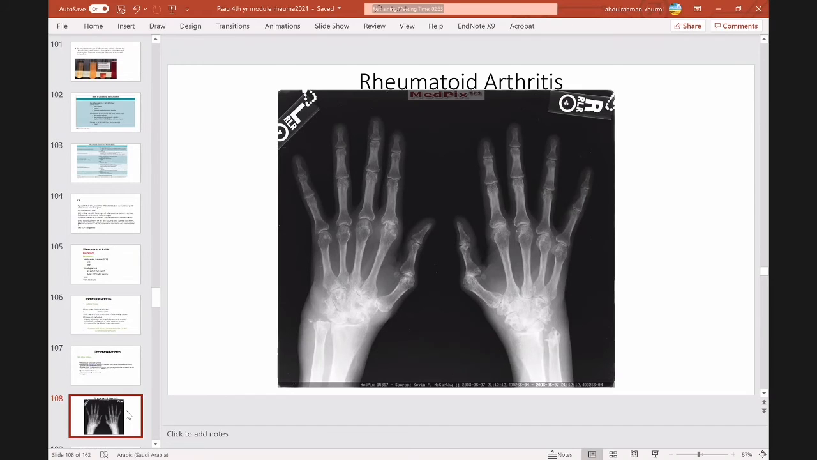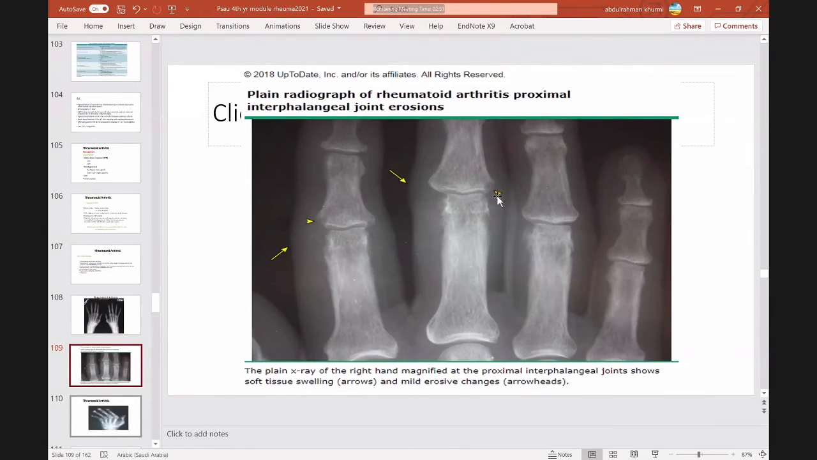Here, clear, you can see the erosion. You can see osteopenia, periarticular osteopenia around the joint, swelling of the soft tissue as well. And here, you can see clear the deformity of the joint.